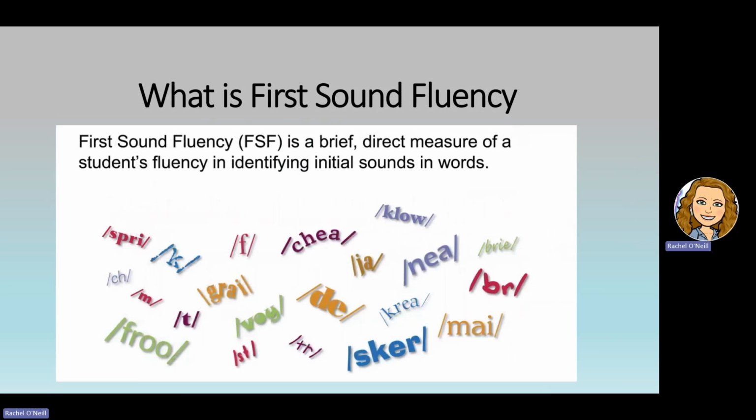Let's take a look at the first one. What is first sound fluency? First sound fluency is a brief, direct measure of a student's fluency in identifying initial sounds in words. The students will be given a list of words one at a time. For example, they'll be given the word cat and they need to identify the initial sound as k.